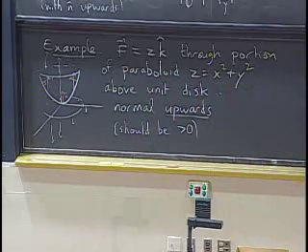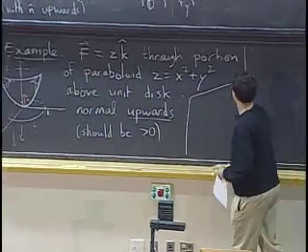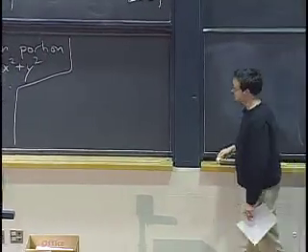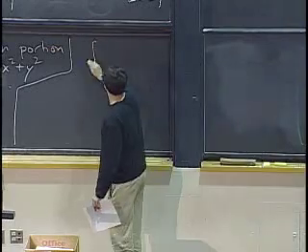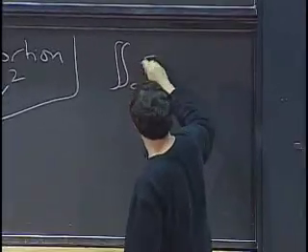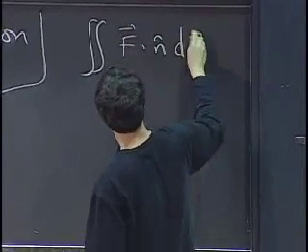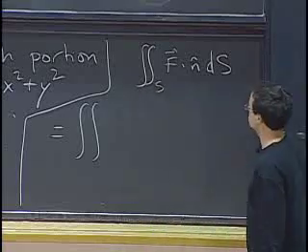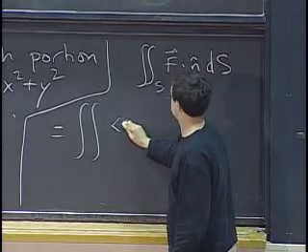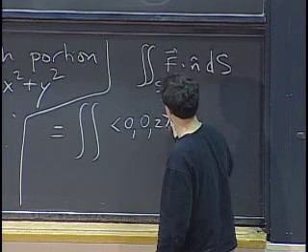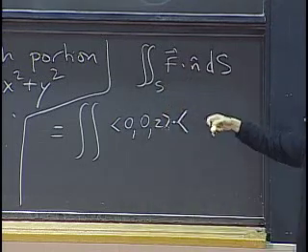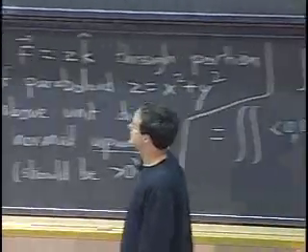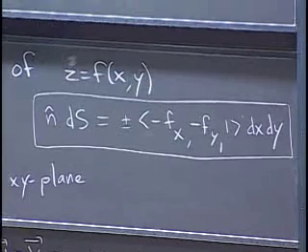Okay? So we have to compute the integral for flux, double integral over the surface of F dot n dS. So what are we going to do? Well, F, we said, is 0, 0, z. What is n dS? Well, let's use our brand new formula. It says negative f sub x, negative f sub y, 1 dx dy.